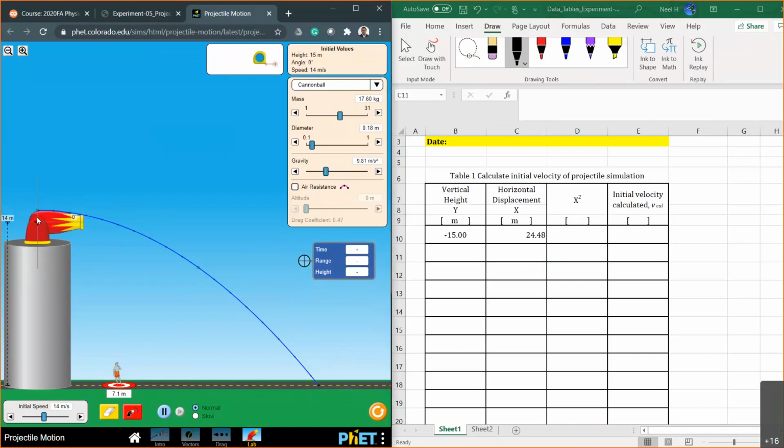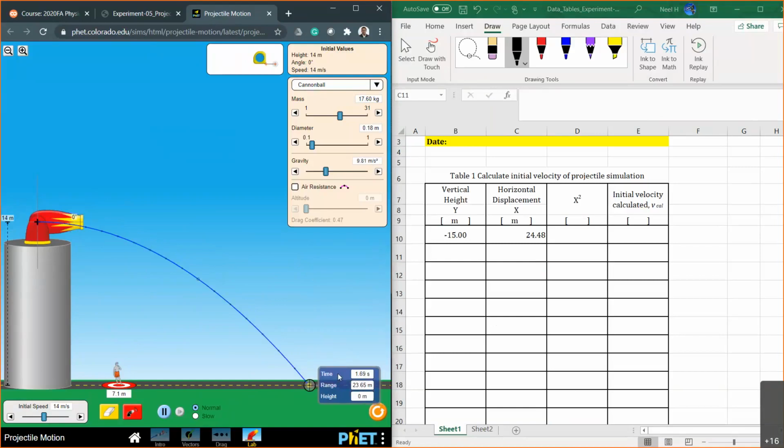Click and then drag downward 1 meter. You can erase the path, actually. We don't need it any longer, by clicking the eraser button here. Keep the same initial velocity, horizontal angle 0. And after it's done, bring it and then measure. Now you can see the time of the projectile decreases, and the range decreases accordingly, right? So that's what we are expecting. Negative 14 height, and then range 23.65.